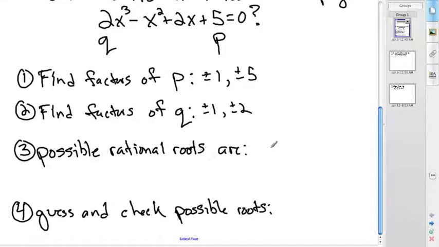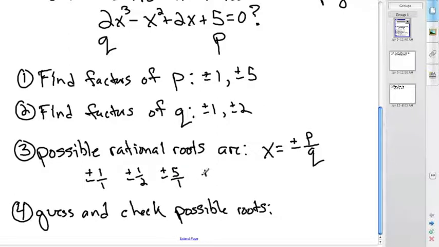So, the possible rational roots are in the form of x equals plus or minus p over q. So we need to take all possible combinations of p over q. So I'm going to take plus and minus 1 over 1, plus and minus 1 over 2, plus or minus 5 over 1, plus or minus 5 over 2. So these are all possible roots to the polynomial 2x to the third minus x squared plus 2x plus 5 equals 0.